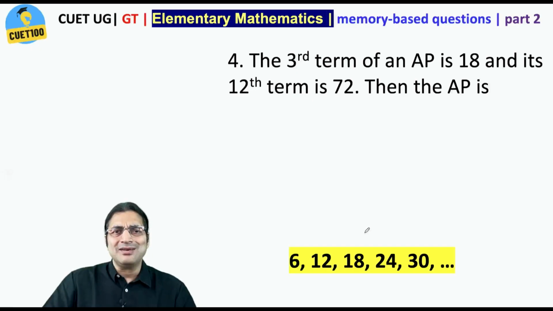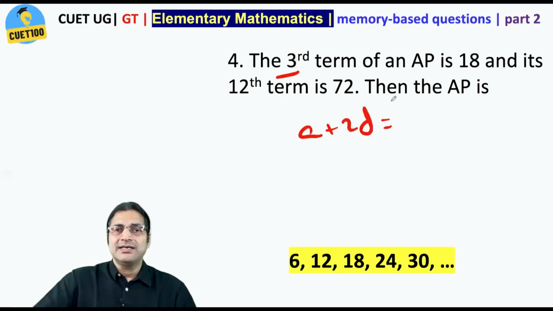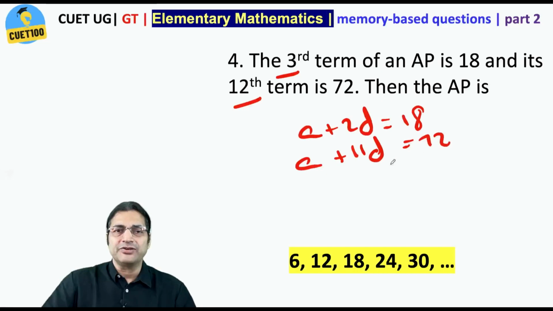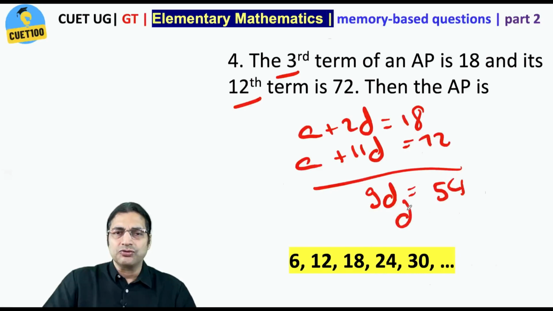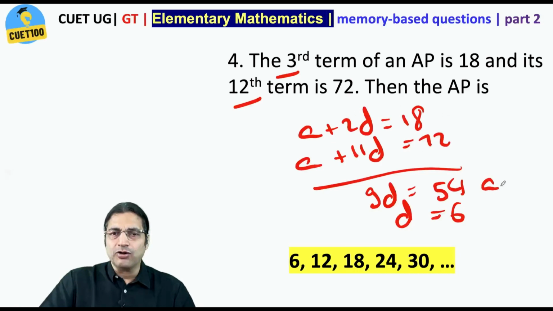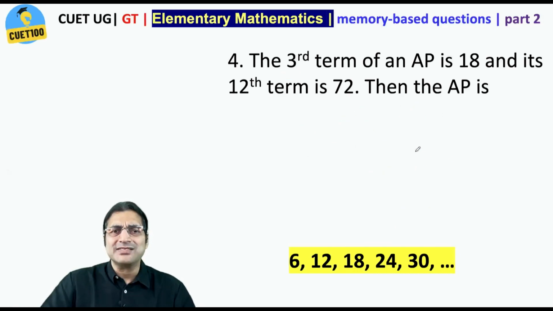And many people unnecessarily put theory here. They would say third term A plus 2D is equal to 18, right? And 12th term A plus 11D is equal to 72. So, what is the difference? 11D minus 2D, 9D is equal to 54. So, D is 6. And if I put D equal to 6 here, A also comes out to be 6, but do you think that this much is needed? From here also, of course, you will get the same thing, but is it needed? This is my question to you.